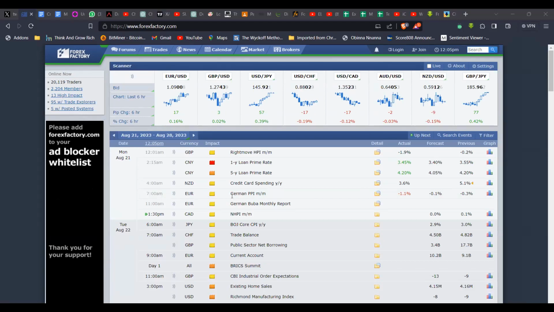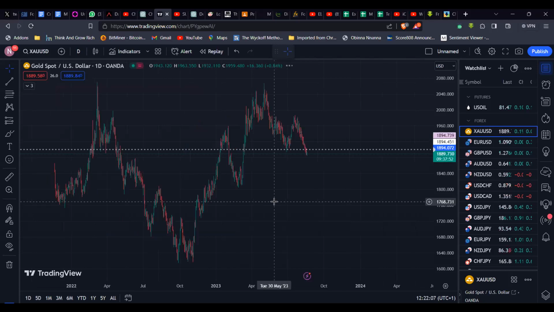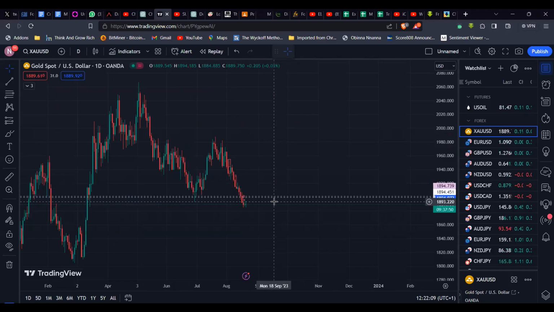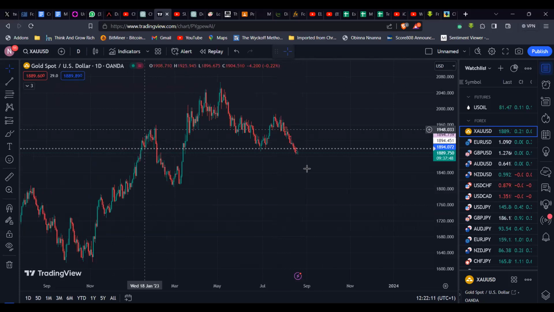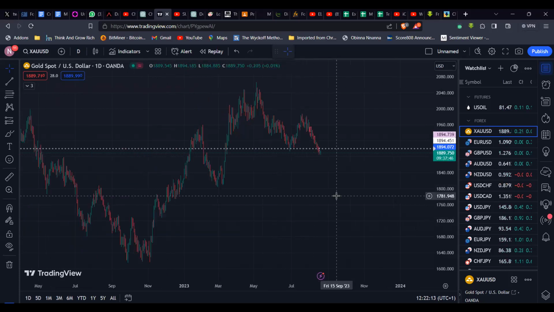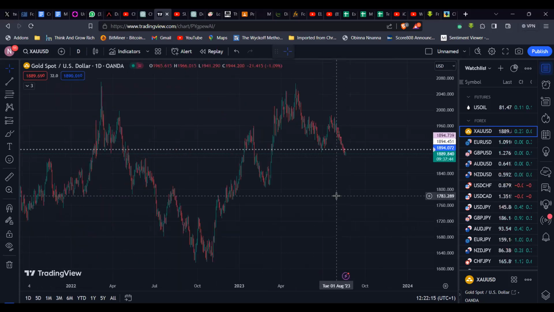We'll keep that in mind, especially at those times when we're having those news, to maybe avoid getting into positions so we don't get wicked out by the liquidity in the market. So we jump straight to our charts, and we'll look at quite a number of pairs. I'll give you an overall outlook on some pairs.